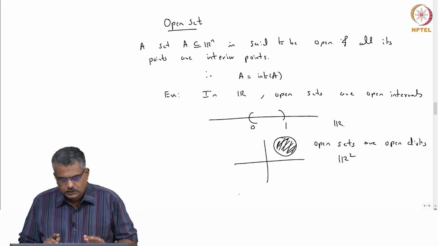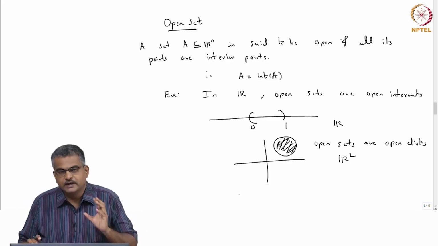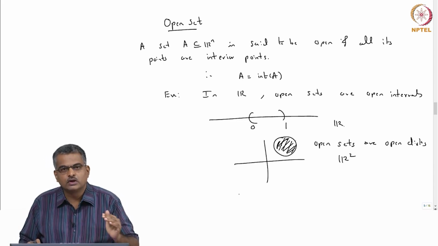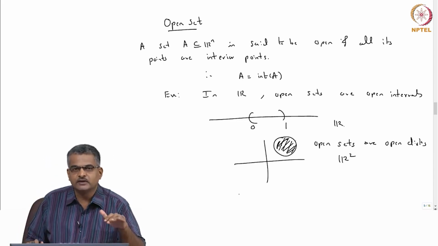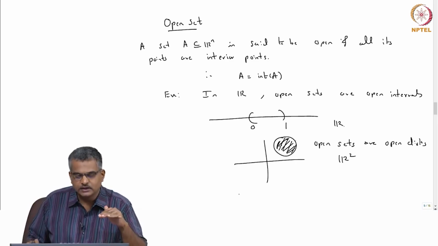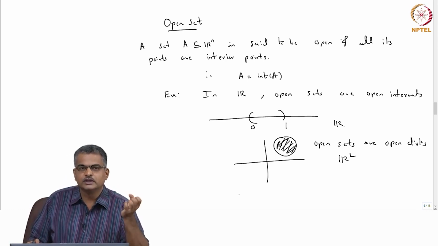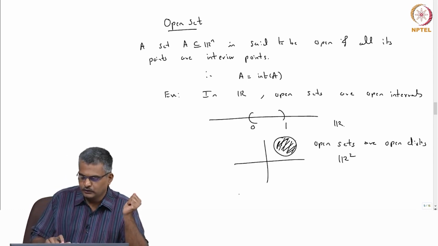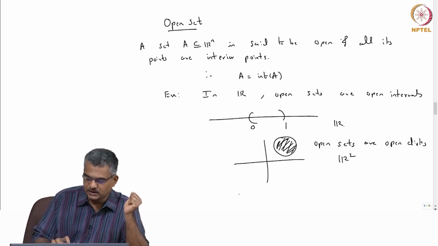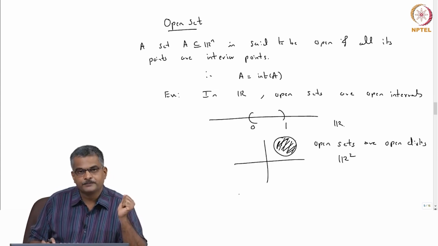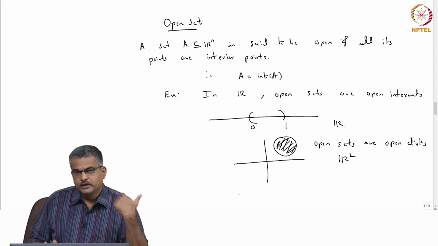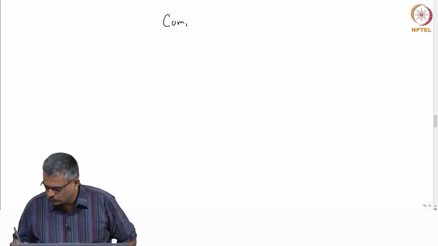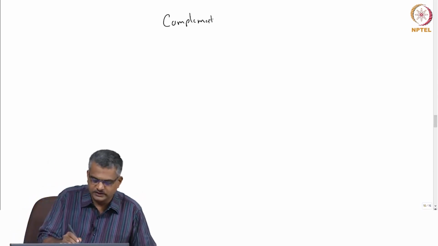So, you saw that to define the notion of open set I require the notion of interior points. Once you understand the notion of interior points, you collect all the interior points and that gives you the open set. And if you can show that the interior of the set A is nothing but the set A itself, then A is open. Now, we want to define the notion of closed sets, for which we require the notion of complement of a set.